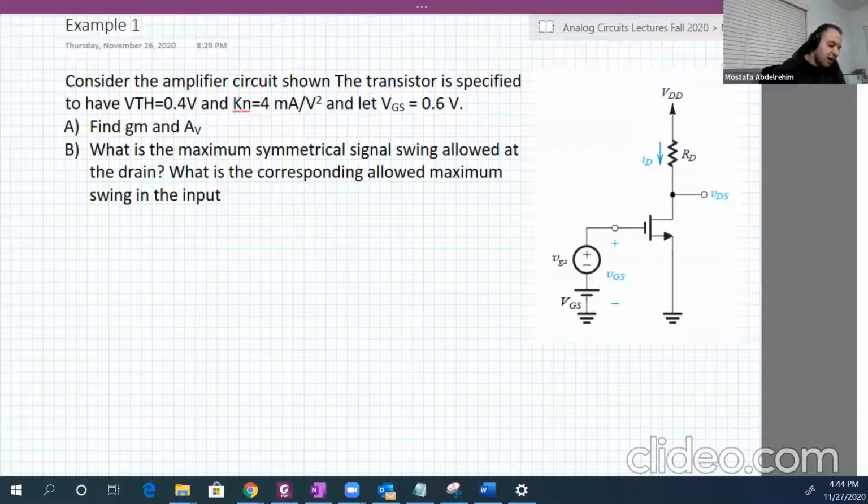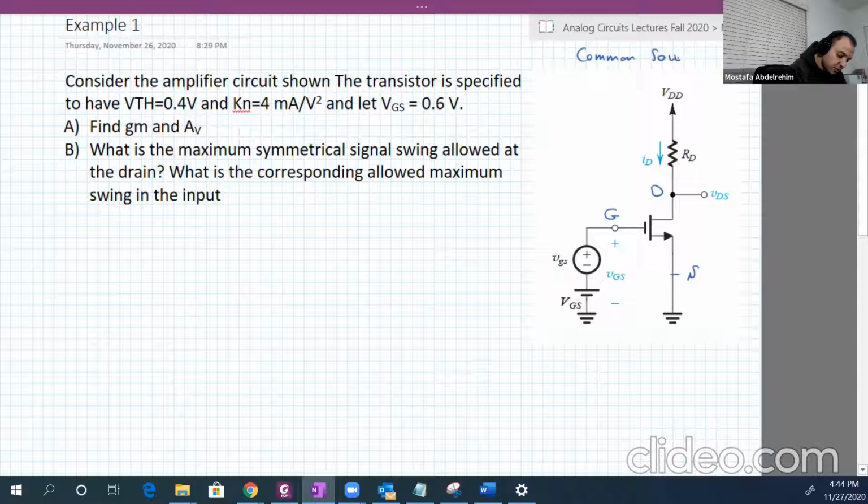So let's see now examples. Mainly this lecture will be about common source amplifiers. Okay, the first configuration of our MOS transistor amplifier circuits. And here we have an example of a common source amplifier in which the input is at the gate and the output is at the drain. And of course, the source is common. This is a common source circuit.